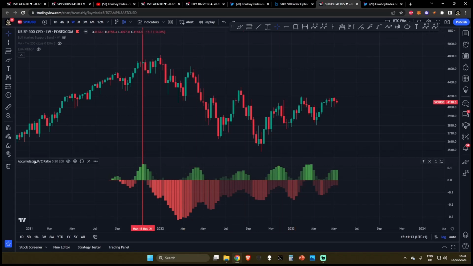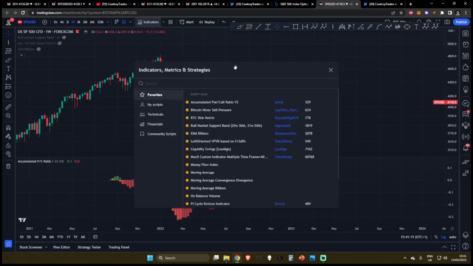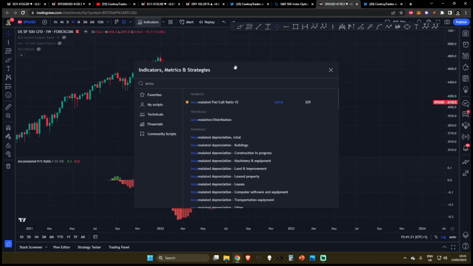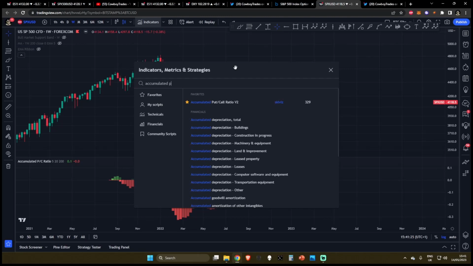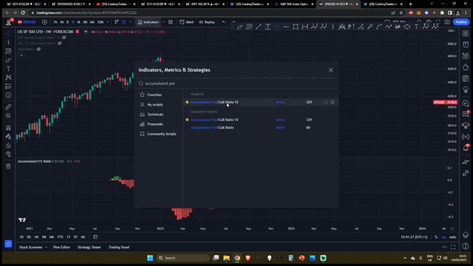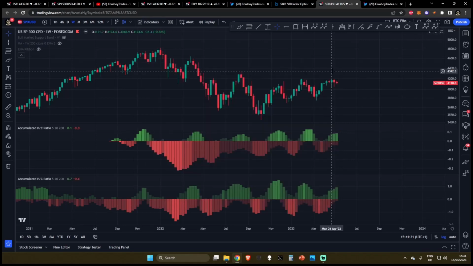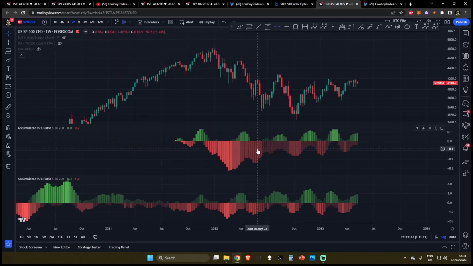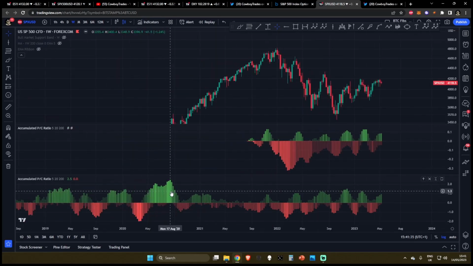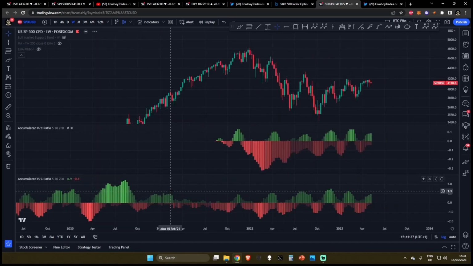What you can see here is this is just the accumulated put to call ratio. If you come over to the indicators and just type in accumulated put to call ratio, this is the one that I'm using, put to call ratio V2. There is also the original one. I find that V2 is a little bit more accurate, but the original one has more data traded if you wanted to go and back test it.